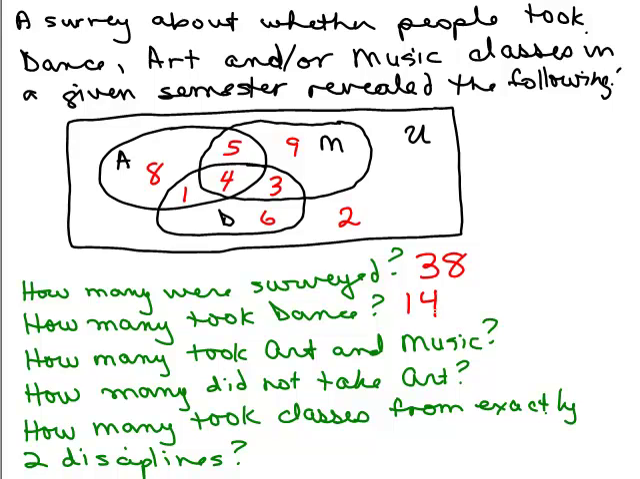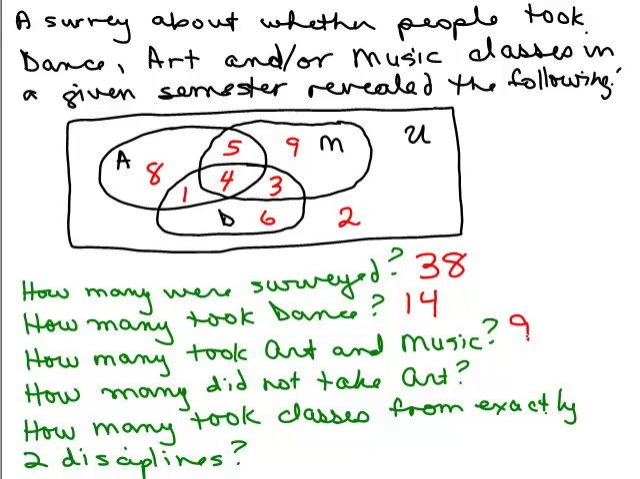How many took art and music? Now remember that means they took both classes. So we have to concentrate now. We have to look at the art and the music, and we're looking at their intersection. So right in the center here, 5 and 4, those are the people that took both an art class and a music class. It's separated out because, see, 4 of them also happen to take dance. But the total number is just the 5 and the 4. So how many took art and music? That would be 9.